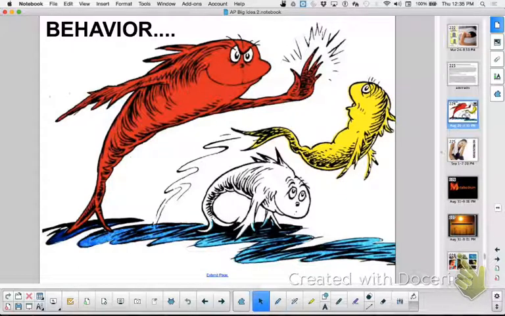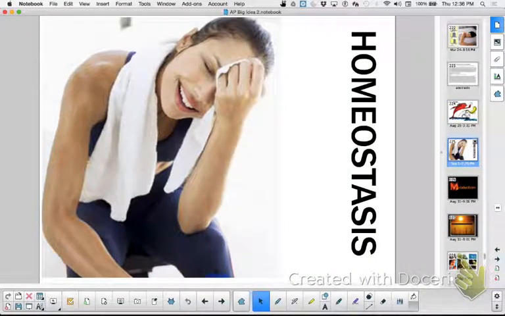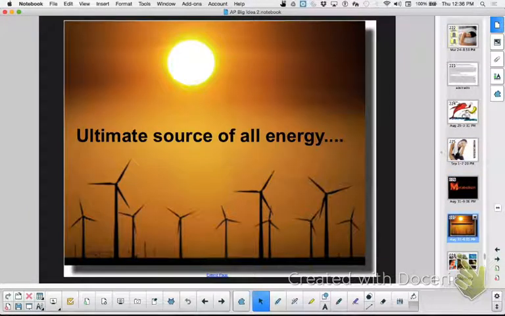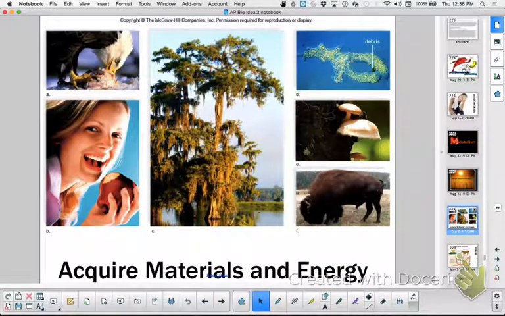Okay, so we talked about timing and behavior, and you think about some of the behavior that you have, whether it's nest building or foraging or finding a mate or any of those types of things. Homeostasis, maintaining a constant internal environment even though your external or internal environment could be changing. We talked about the importance of metabolism and our energy coming from the sun. Living things are organized, they're made of cells, they what? Acquire materials. So there's certain times when you can acquire certain materials for energy.